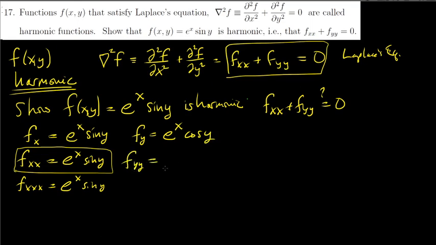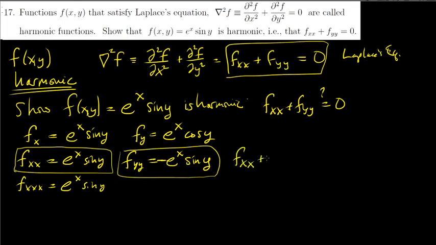And then the second partial derivative with respect to y, remember e to the x is a constant, but the derivative of cosine is not sine, it's negative sine. Okay, now let's add them up. Take the second x partial plus the second y partial, and what do we get? We get e to the x times sine y plus a negative e to the x times sine y.